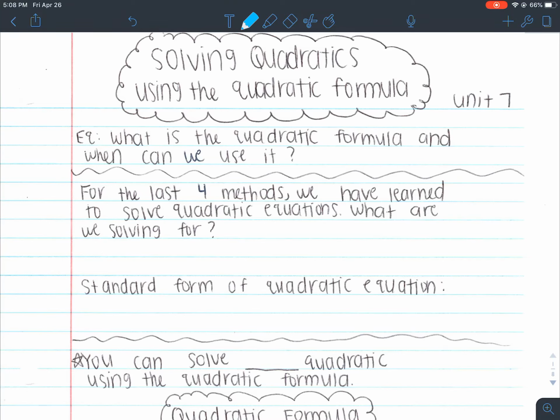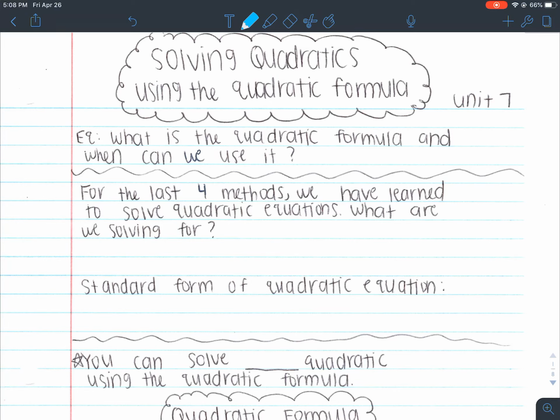Hey guys, these notes are for solving quadratics using the quadratic formula. Our essential question is, what is the quadratic formula and when can we use it? So we have learned 4 methods so far: solving by graphing, solving by factoring, solving by using square roots, and solving by completing the square. Then this is the final and 5th way, which is solving quadratics using the quadratic formula.